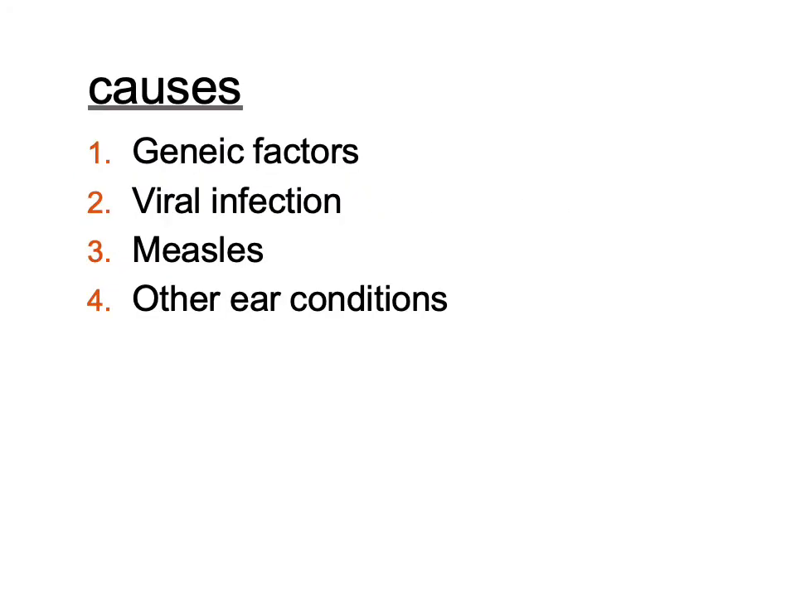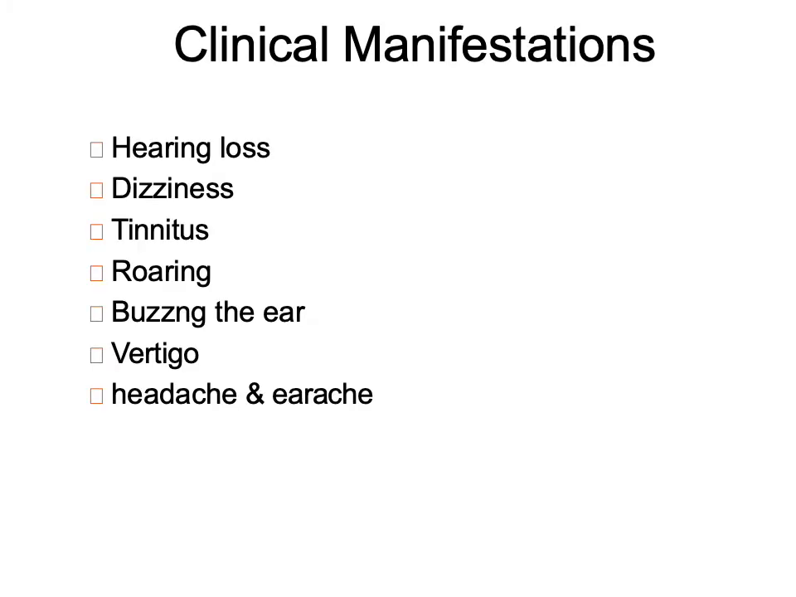Now, causes for otosclerosis: basically it is genetic factors. Any viral infection, such as measles or other ear conditions, can induce it. In clinical manifestations, the patient will have hearing loss and dizziness, and some will have tinnitus, which is a roaring type, then buzzing in the ear and a vertigo sensation. Some people have headache and earache also.